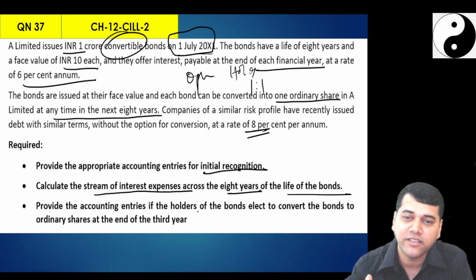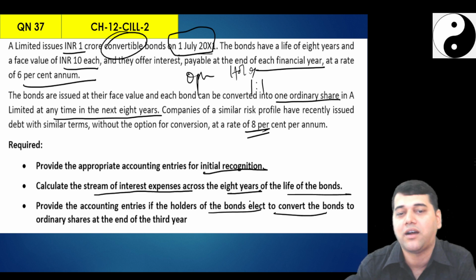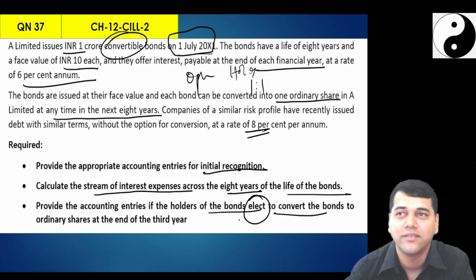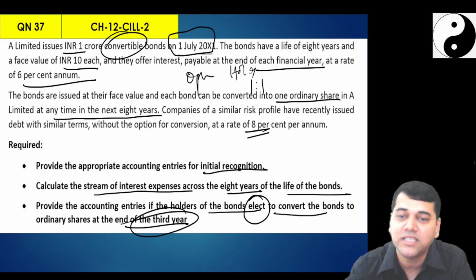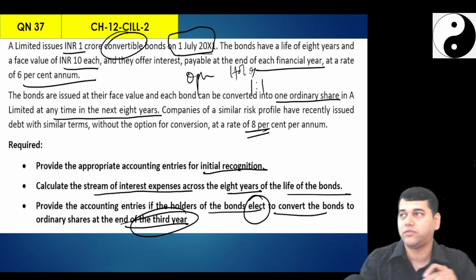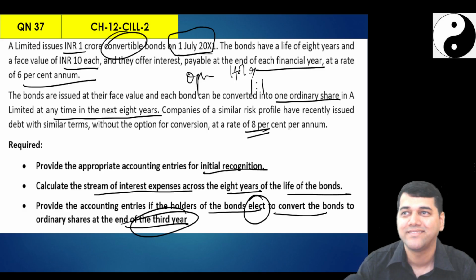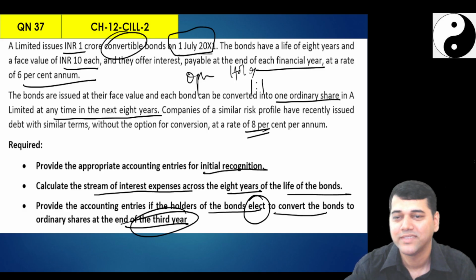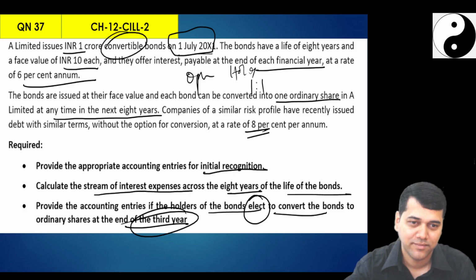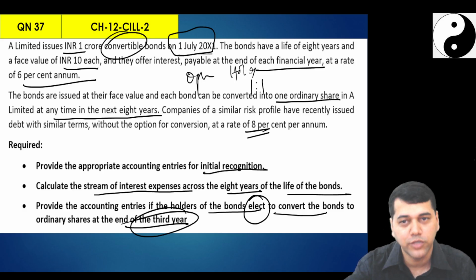Provide the accounting entries if the bondholders elected to convert. Here they told you very clearly, no? If they elected to convert the bond at the end of the 3rd year, that means this is a premature conversion. Can you give it a try? Simple, right? Understood thoroughly. Yes, students, so please pause the video and do it. Let's compare.